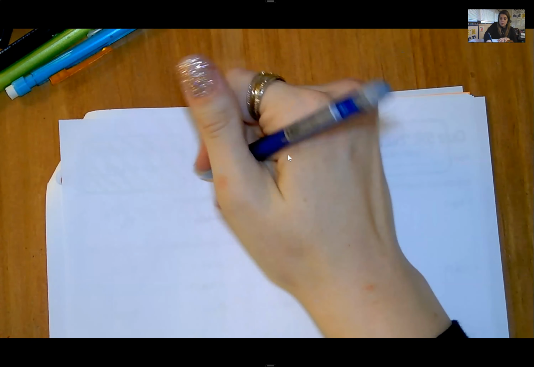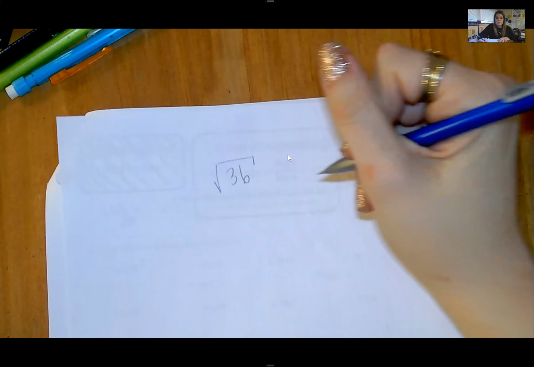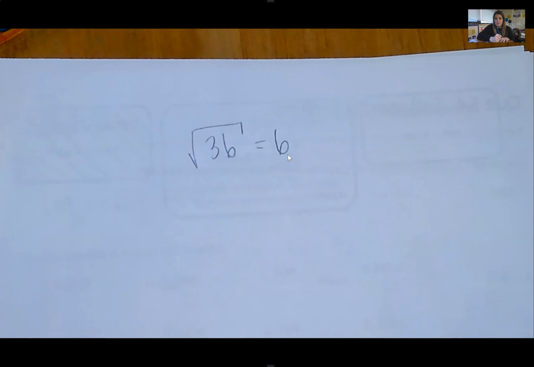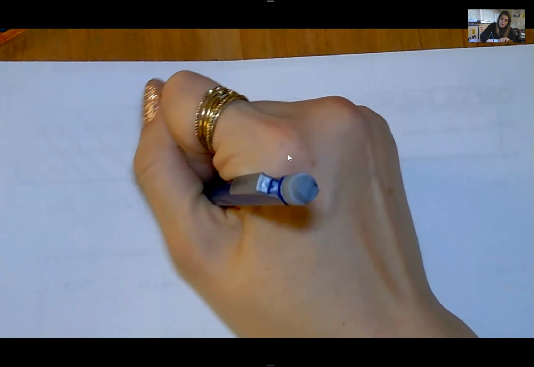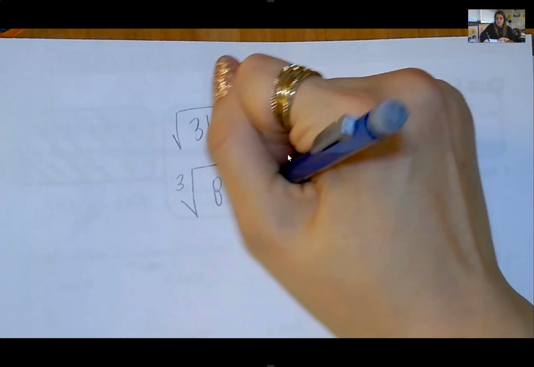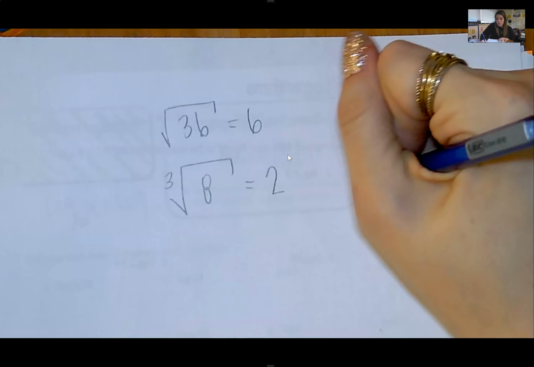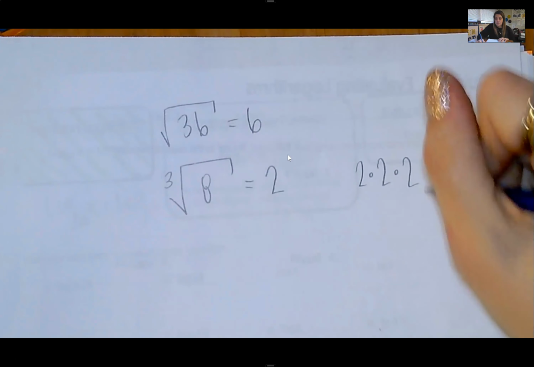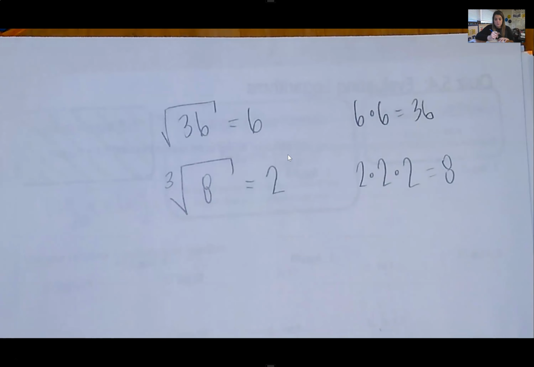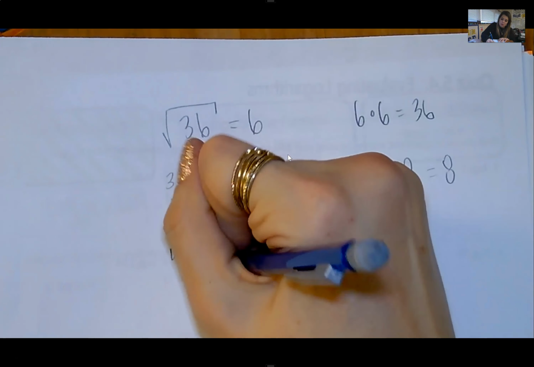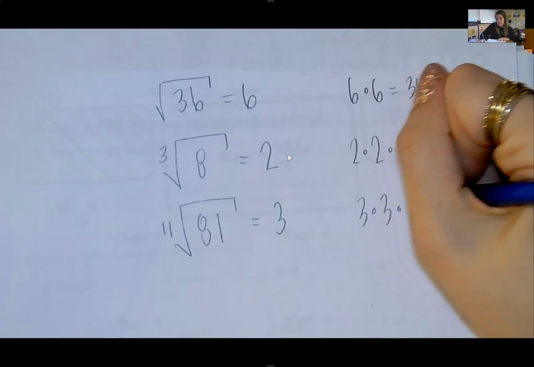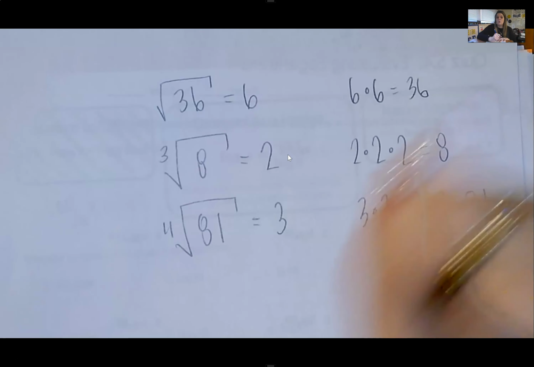If I asked you what is the square root of 36, hopefully you feel really comfortable with these after the work we've been doing. This would be 6, so 6 times 6 is 36. Now here's a different one. What if I asked you the cube root of 8? This one's equal to 2 because 2 times 2 times 2 is equal to 8. This one was 6 times 6 is equal to 36. What about the fourth root of 81? This one would be 3 because 3 times 3 times 3 times 3 is equal to 81.